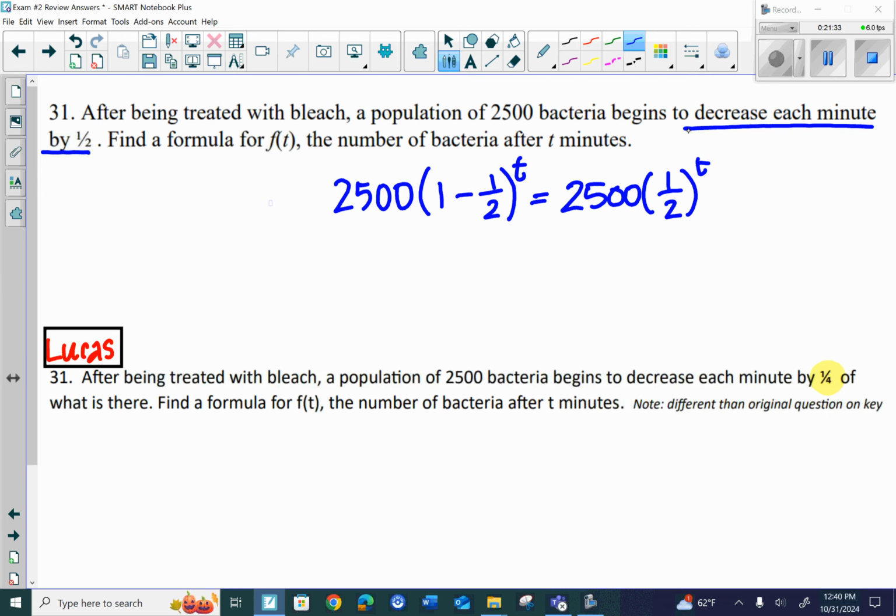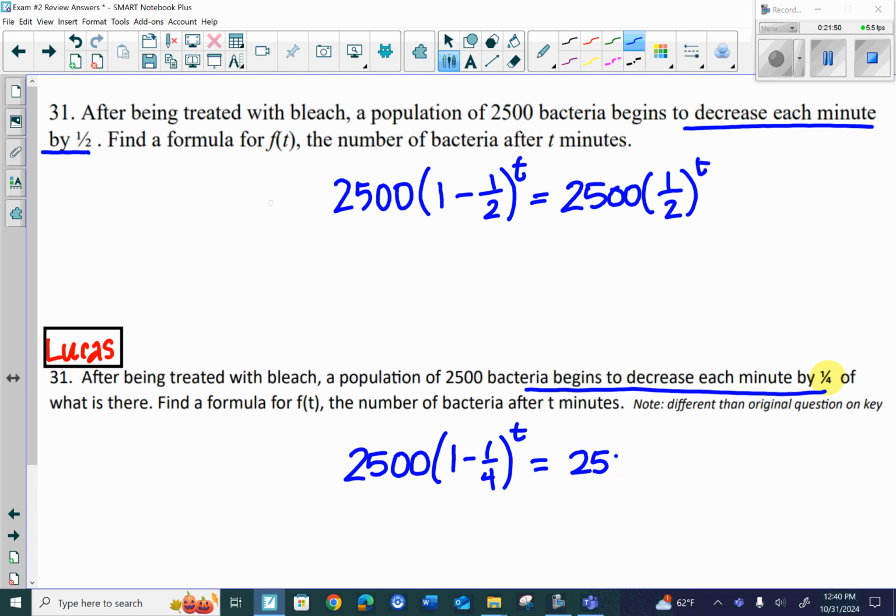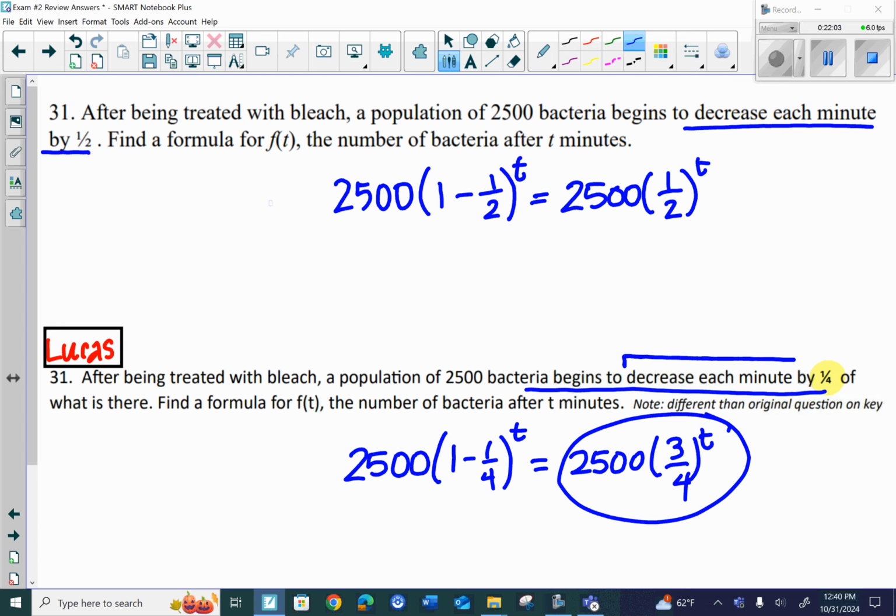So I changed it on my students' version to, it decreases each minute by 1/4 of what was there. So on my students' paper, the solution should be 2,500 times 1 minus 1/4 to the t, or you could simply write 2,500 times 3/4 to the t. But the key in this is reading. Decreases by 1/4 of what is there, right? Okay, decreases by half of what was there.